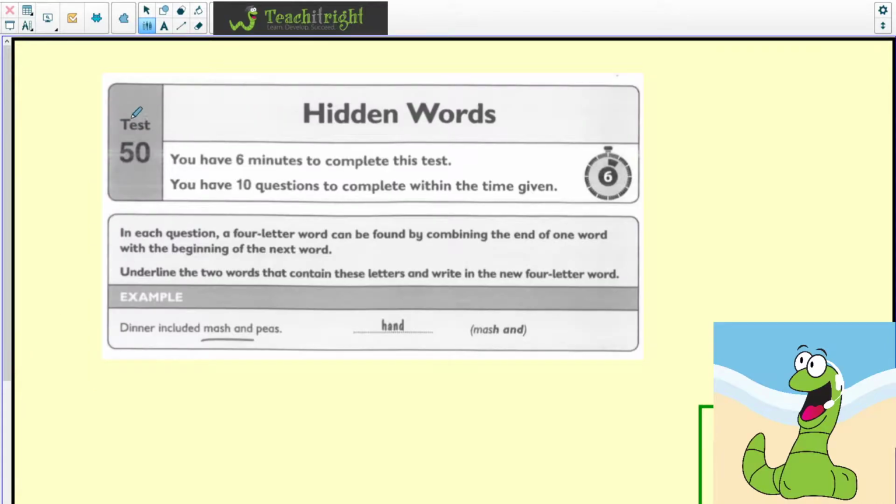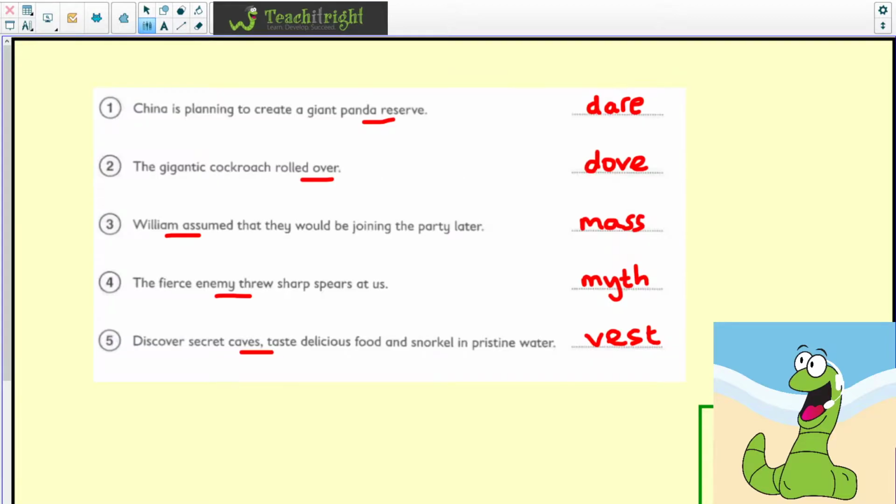So if we just double check, this was test 50 on the hidden words. Again, if you need to pause the video, you can. And we've got dare, between panda and reserve. Dove, mass, myth, vest. So I've underlined where it comes. Sometimes if you want to just double check in terms of your letters, so you've got 2 and 2, 1 and 3, you've got 1 and 3, and these can be quite good just to find in your reading books as well.